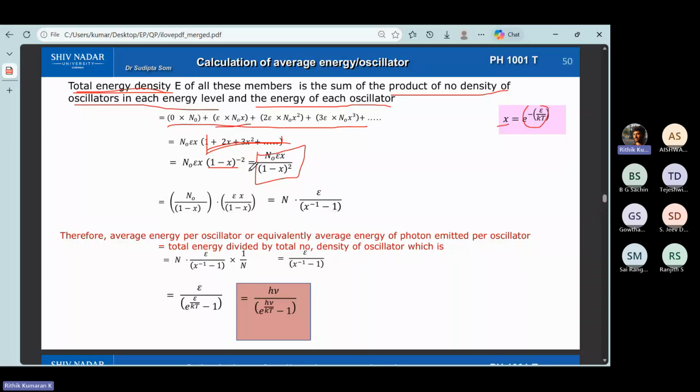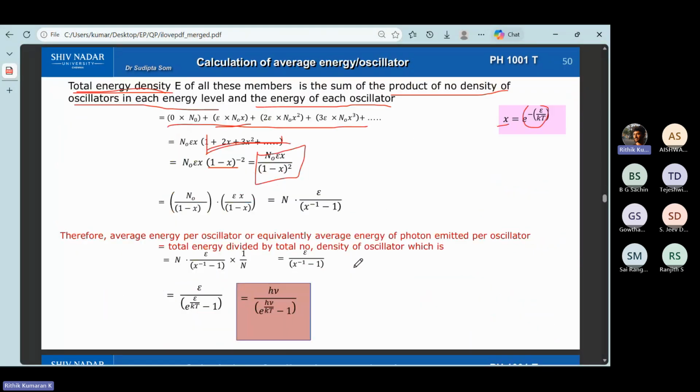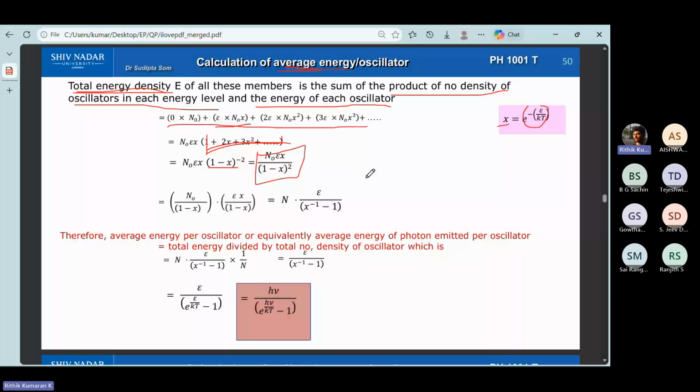So you have considered what total energy you found and the total number of oscillators you found. To calculate the average energy, you should divide the total energy by the number of oscillators. Obviously, to find the average energy of a system, you should take the total energy and the number of participants in there. The participants are the oscillators, correct? So you basically divide these two.